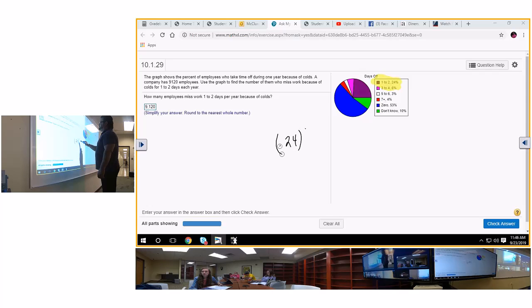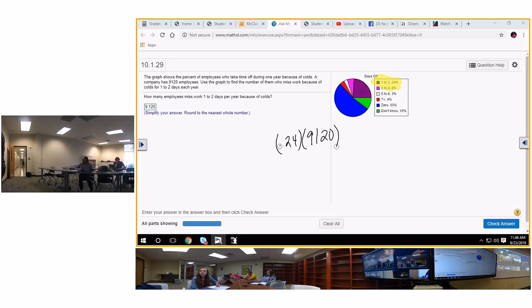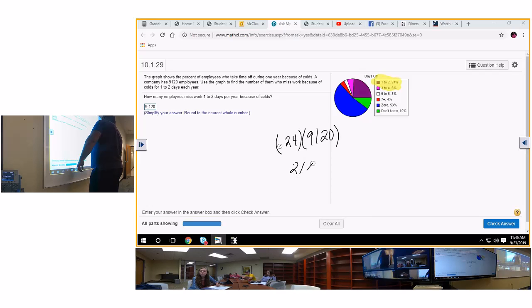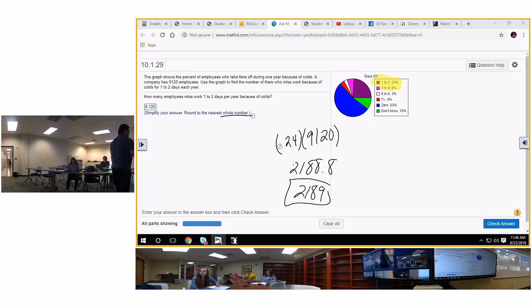So take your handy dandy calculator and take 0.24 multiplied by 9120. And somebody give me the decimal. Give me 2 or 3 places. This is 2,188.8. Well, there's no such thing as 0.8 people, so it's 2189. It says round to the nearest whole number. So your answer is 2189.